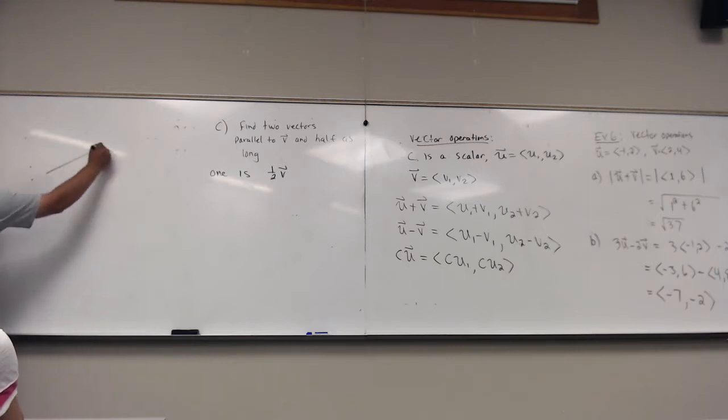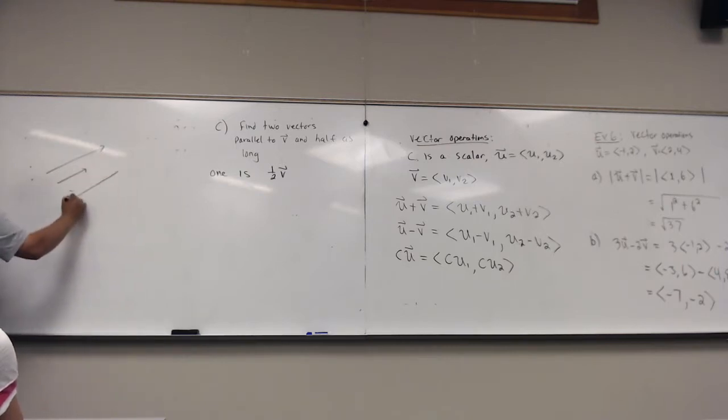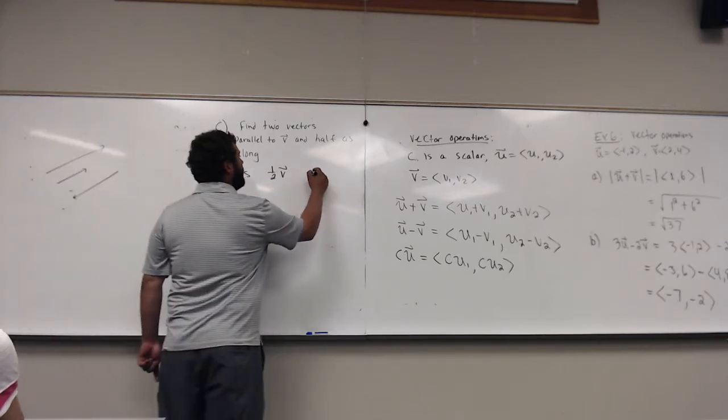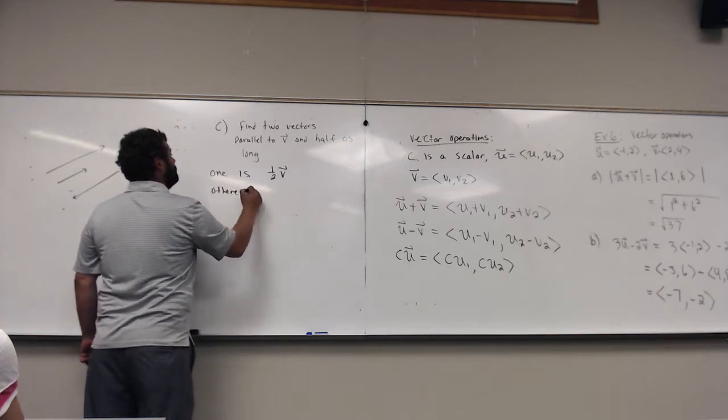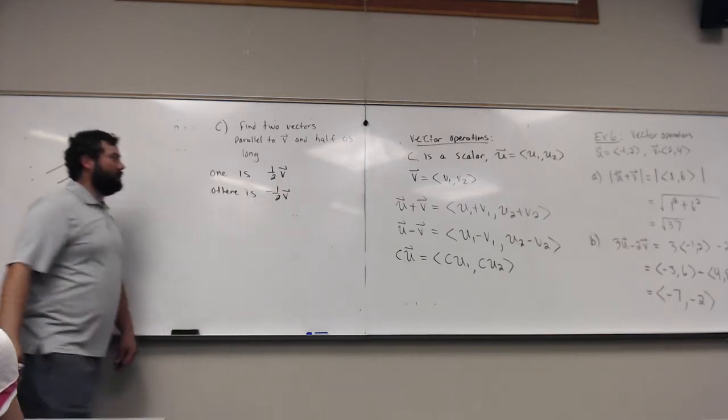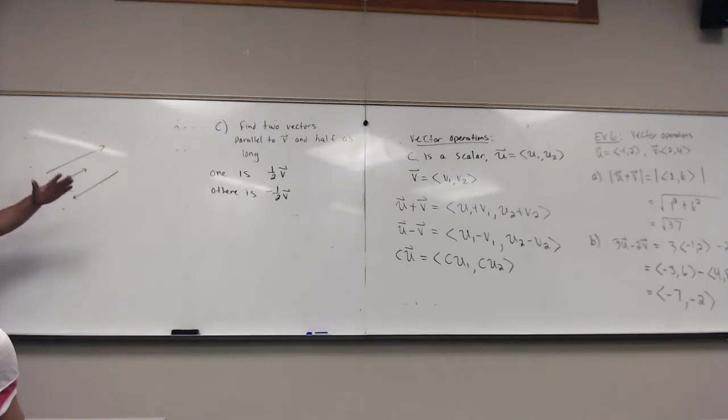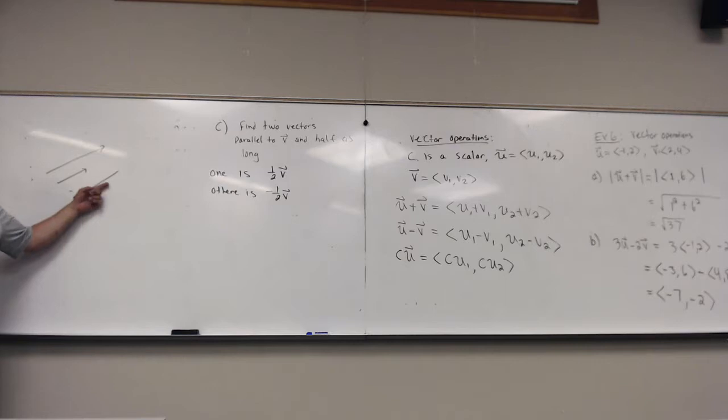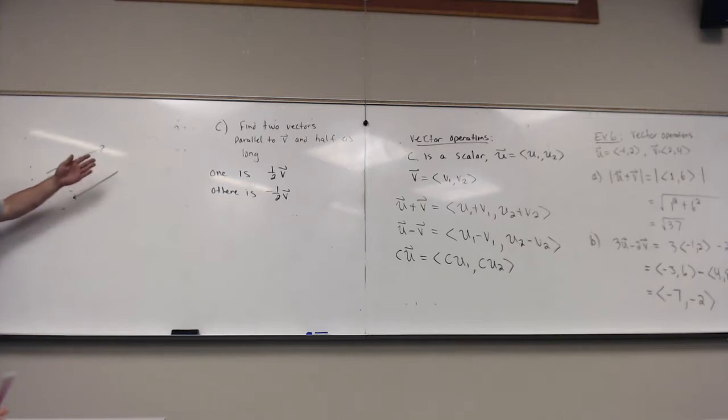So do you see what I mean by parallel? Here's a vector. This is parallel. This is parallel. Okay, so one is 1/2 v, and Chris said the other is -1/2 times the vector v. So they're in opposite directions, but they're parallel to each other. They have the same slopes, basically. Okay, if you think of the vectors as part of a line, like you could extend the line through the vector, then they don't have to necessarily go in the same direction to be parallel. Okay? But they have to have the same slope if you think of them as part of a line.